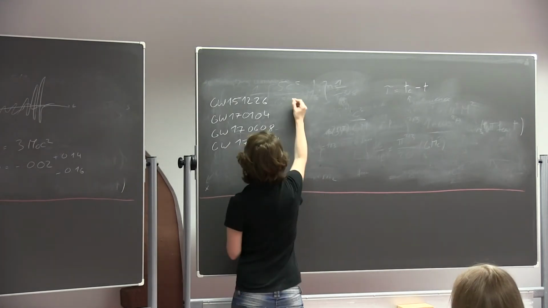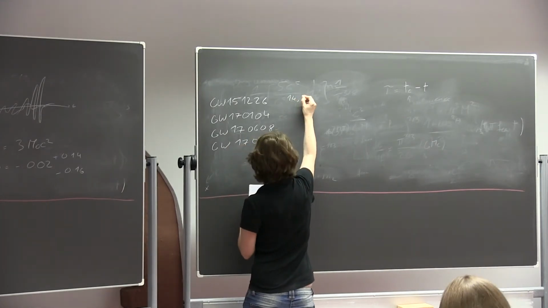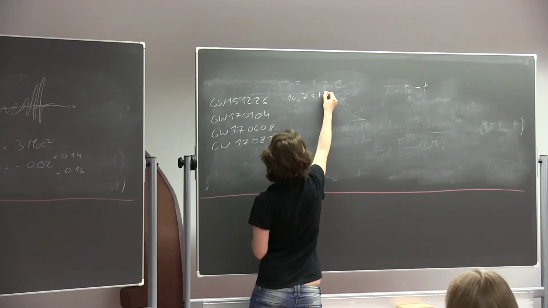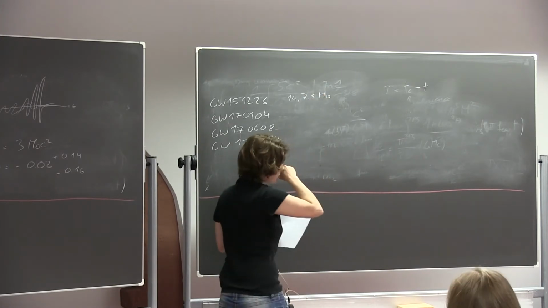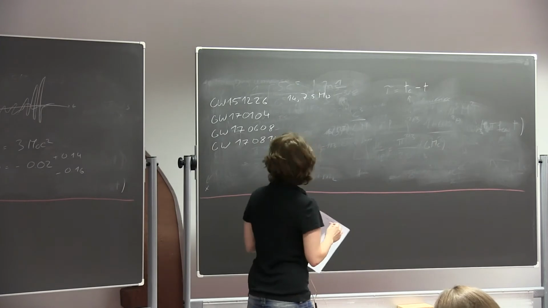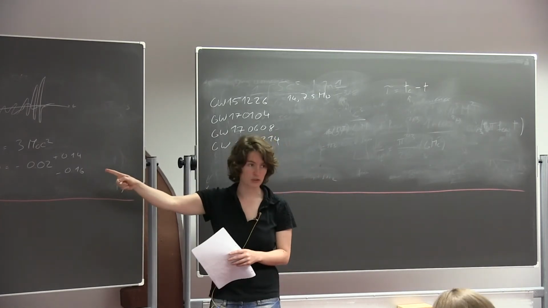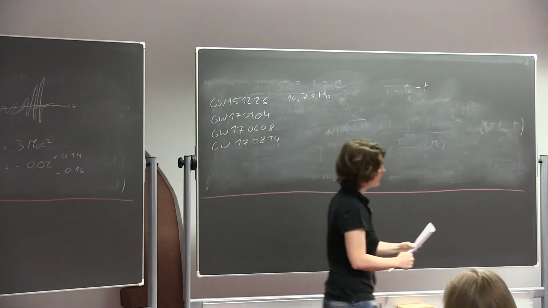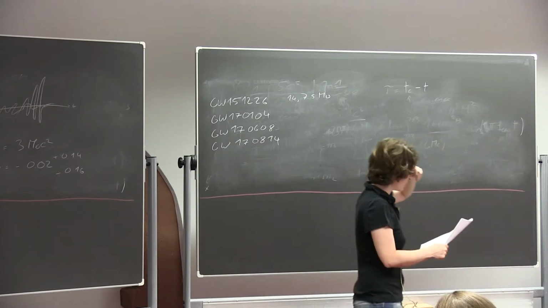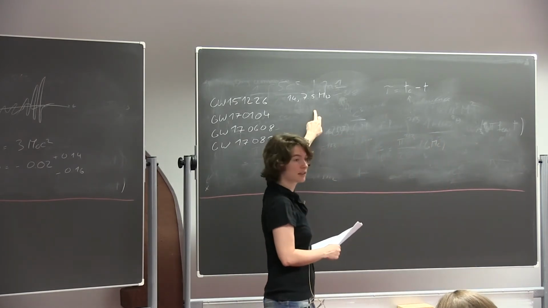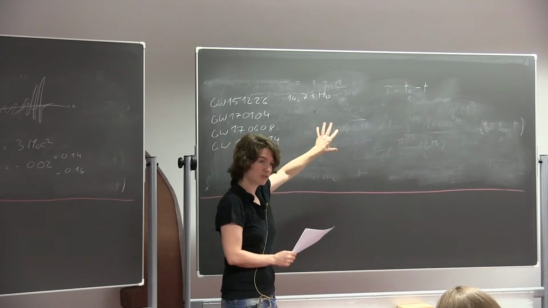So these were 14 and 7.5 solar masses. So these were much lighter, right? Which means in particular that here we had only 8 cycles because they were so heavy. These are much lighter. So if they're lighter, you see we get more cycles. So here we had 60 cycles in band. So a completely different type of event, right?